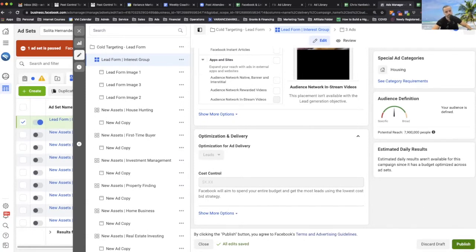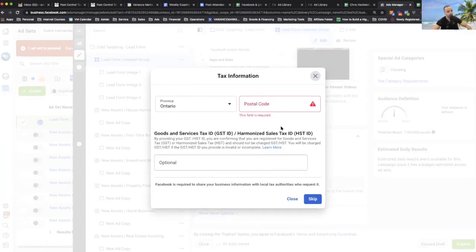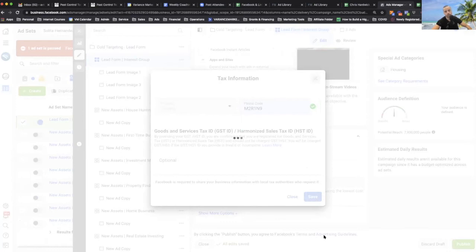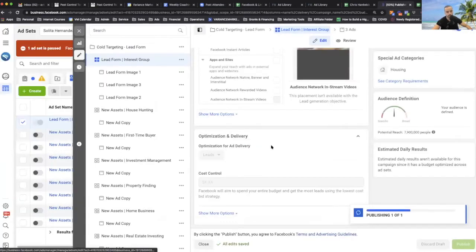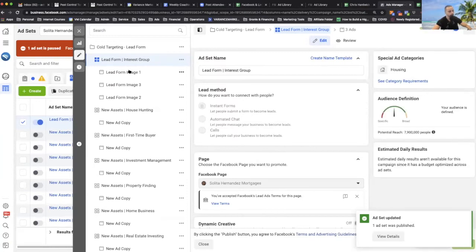So I'm going to publish this because all I did here was change the placements. I don't know if you saw that, but I deselected some placements. That's why I republished that, right? So now you saw what we did for an interest group, like a heavy interest group, which has a bunch of different targets in it.